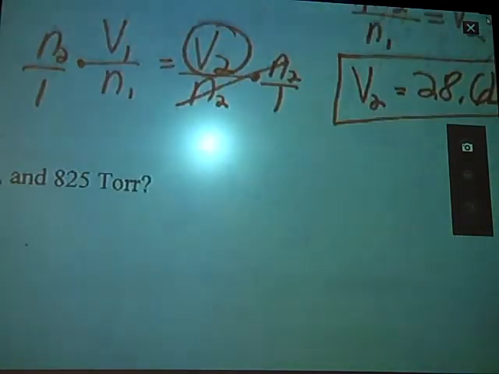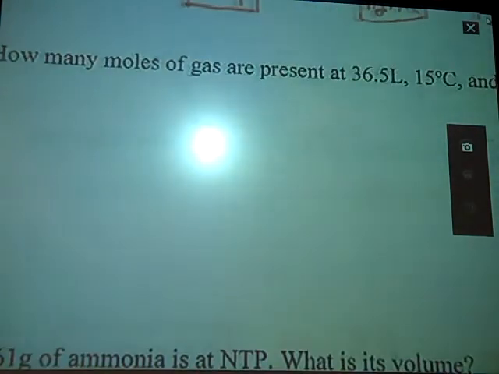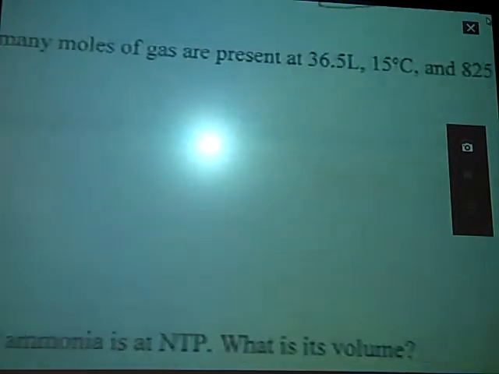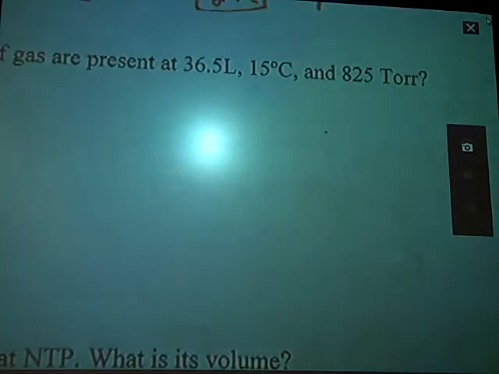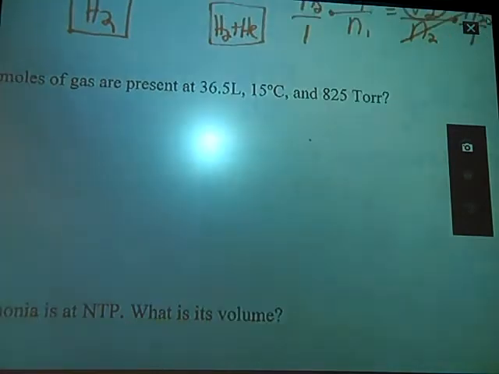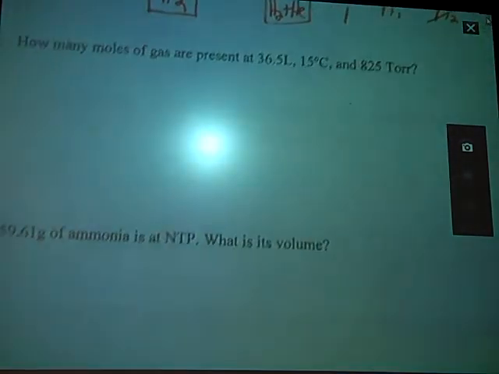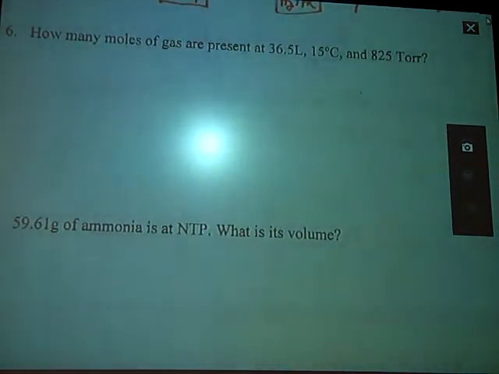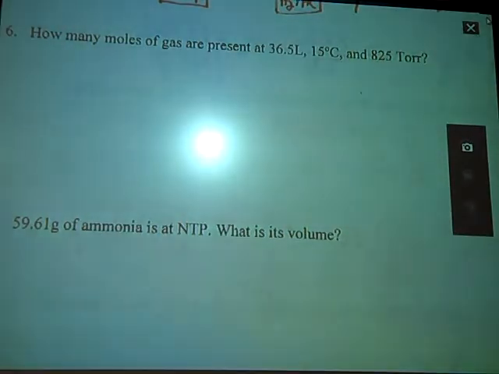So, for example, this is the same sheet I was working on before, and it says how many moles of gas are present at 36 liters, 15 degrees Celsius, and 85 torr. So notice there is no change. This is one situation, and we're just trying to figure out as much information as humanly possible about this one situation. That's how I know this is a PV equals nRT problem, because there's no change, nothing added, nothing taken away.